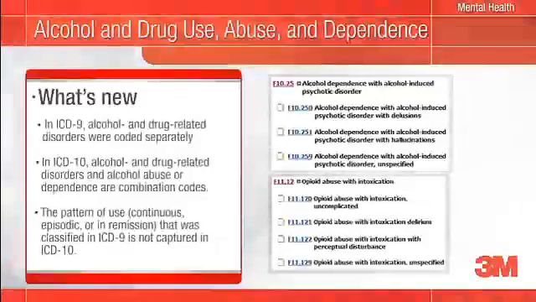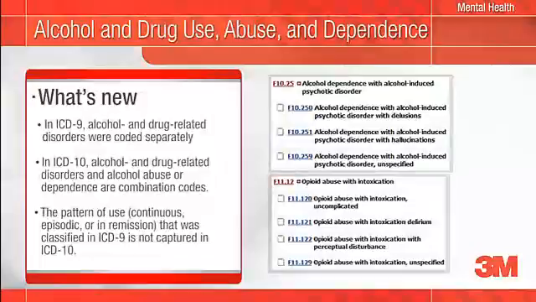In the upcoming slides, we'll take a look at some diseases and procedures that have new documentation requirements under ICD-10. What's new in ICD-10 for alcohol and drug use, abuse, and dependence? ICD-10 provides combination codes to report the use, abuse, or dependence of alcohol and drugs, along with any associated manifestations such as dementia or psychotic disorders. There are many more codes available in ICD-10 to identify specific manifestations associated with substance abuse and dependence.